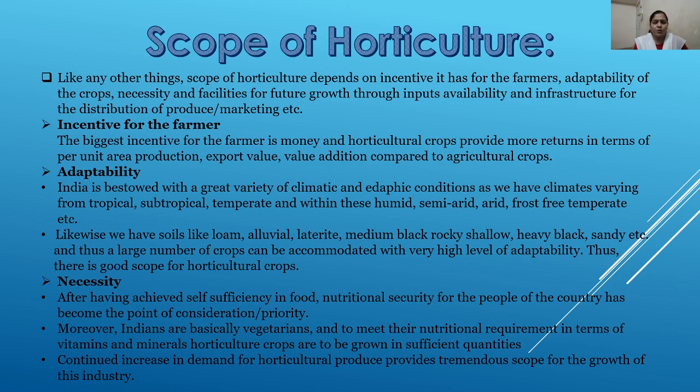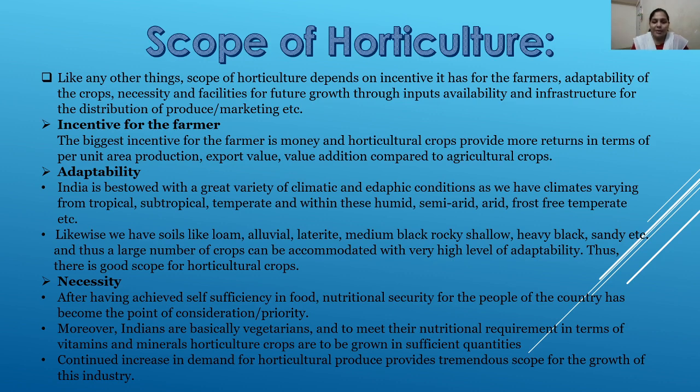The second important scope of horticulture is the adaptability. As we all know, India is blessed with a diversity of climatic conditions as well as the edaphic conditions. This helps us to grow maximum varieties of the horticultural crops. The Indian climate ranges from tropical, subtropical, temperate, humid, semi-arid, arid, and frost-free temperatures. All these conditions are suitable for different horticultural crops such as fruits and vegetables, and thus it helps us in the cultivation of these horticultural crops.